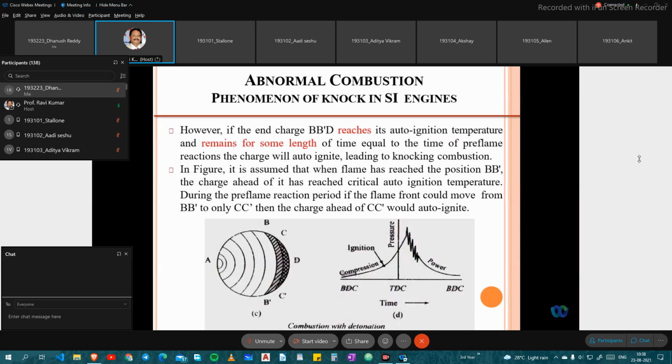In the figure it is assumed that when the flame has reached the position BB dash, the charge ahead of it has reached the critical auto-ignition temperature during this flame propagation. The flame front would move from BB to only CC when the charge ahead of CC would be auto-ignited. Before this, we are going to see a small video of abnormal and normal combustion, how it is happening.